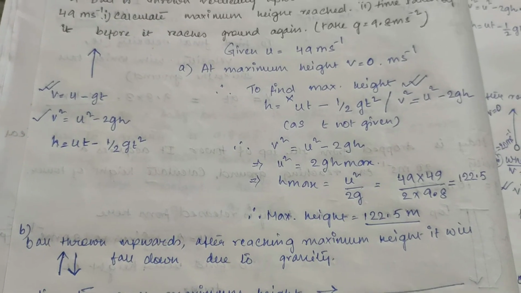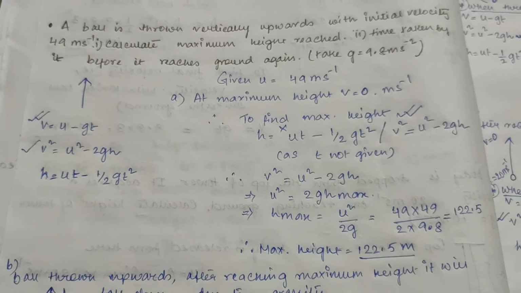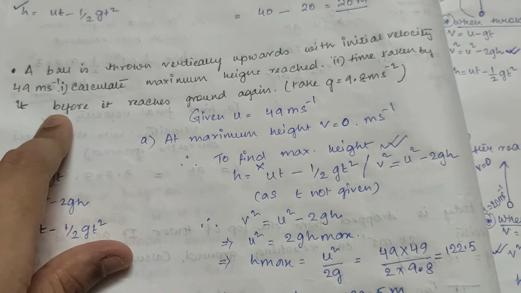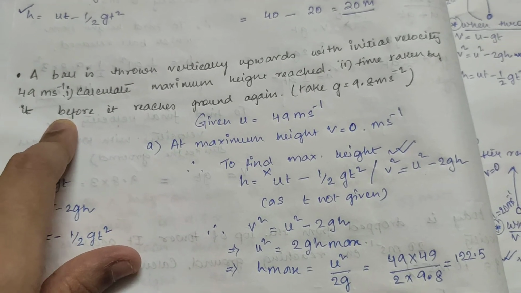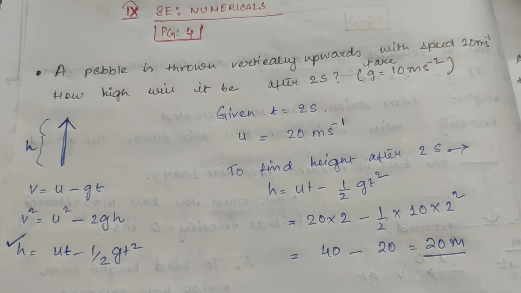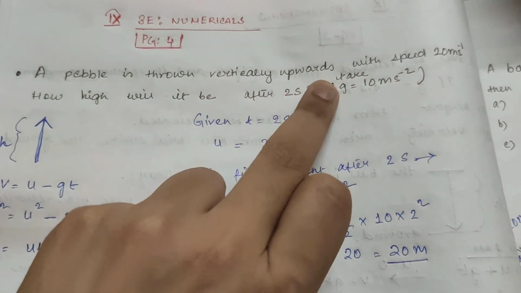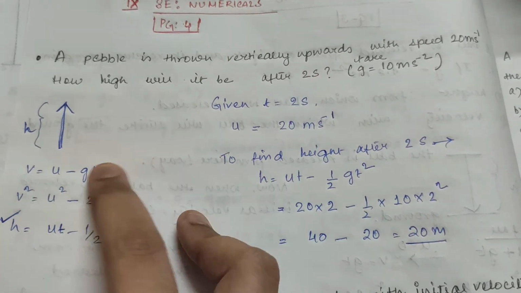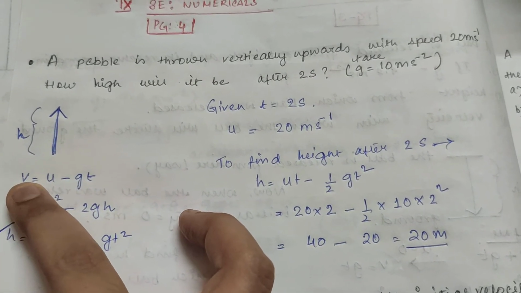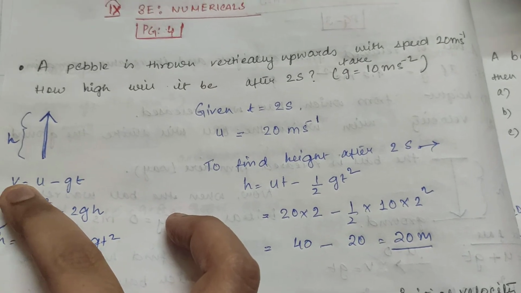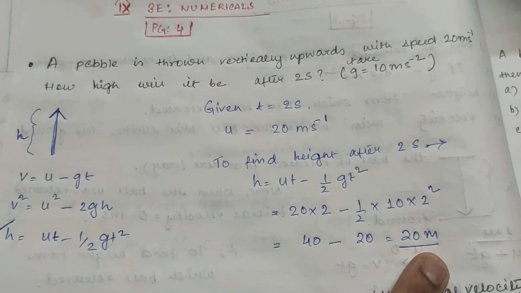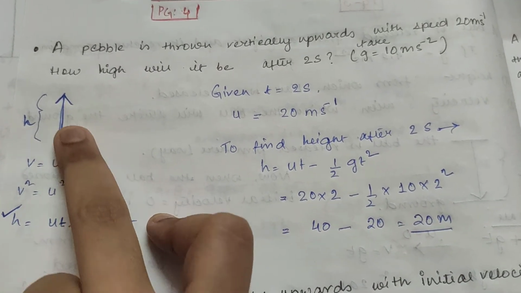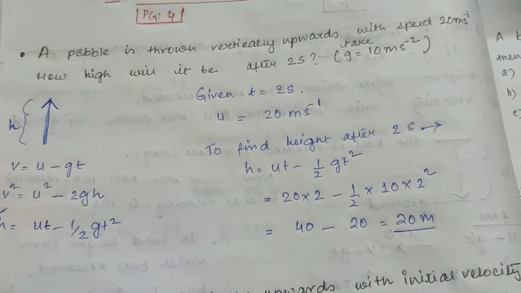So remember that when a body is thrown vertically upwards, when it reaches the maximum height, then only the final velocity is 0. Suppose in this question, a pebble is thrown vertically upwards, and how high will it be after 2 seconds? And suppose it was also asked what will be the final velocity after 2 seconds. Then it's not 0, because it has not been given that this is the maximum height it can travel. Understood my point? If this is the maximum height, then only the final velocity will be 0.